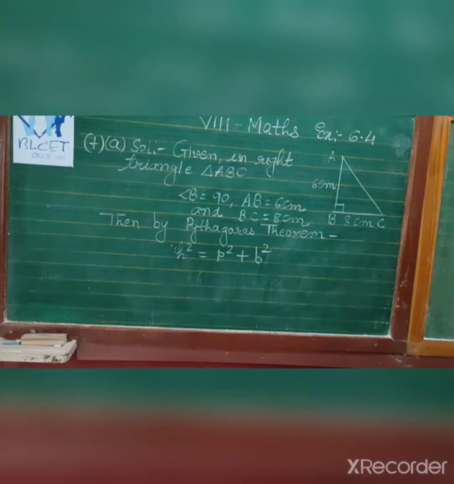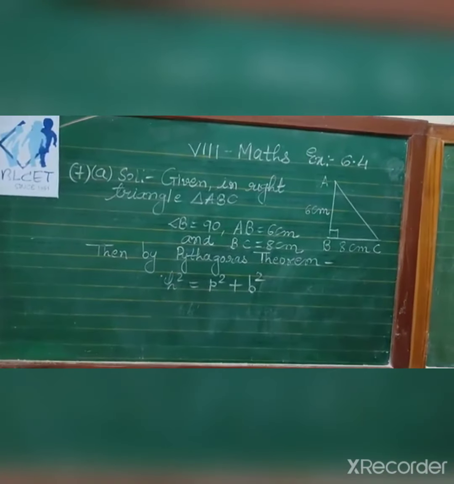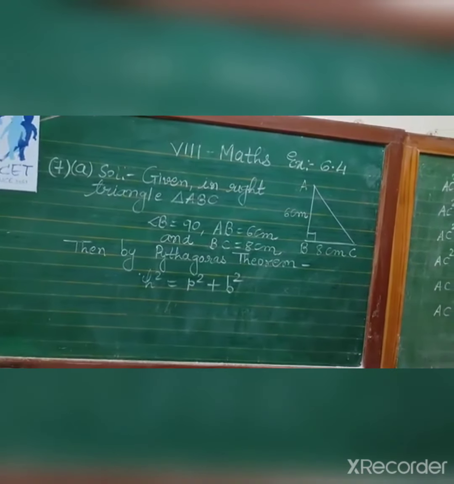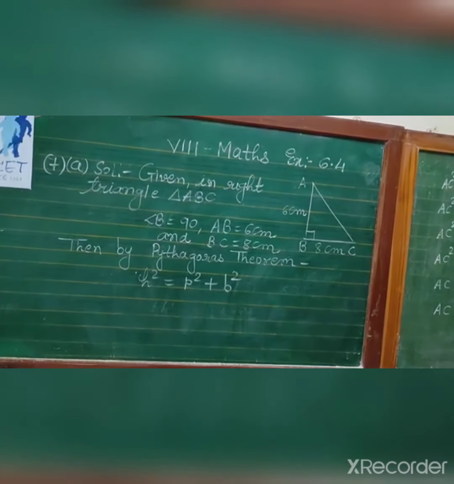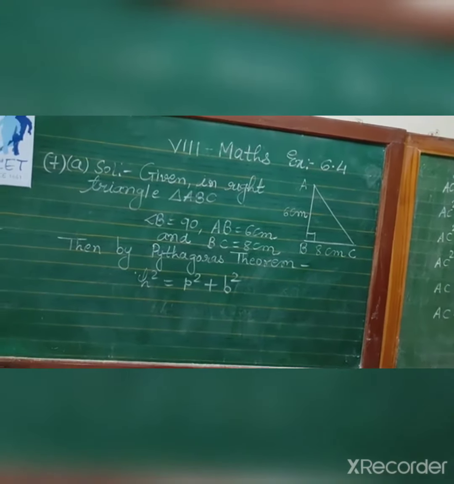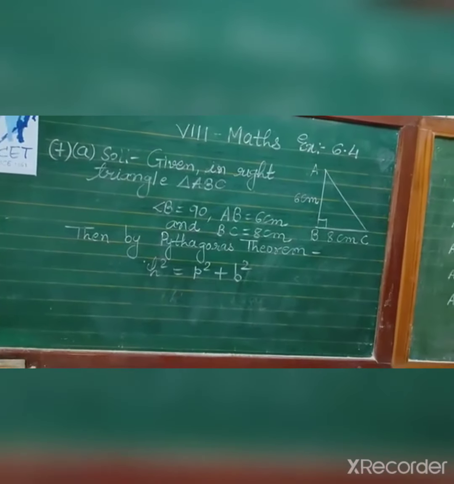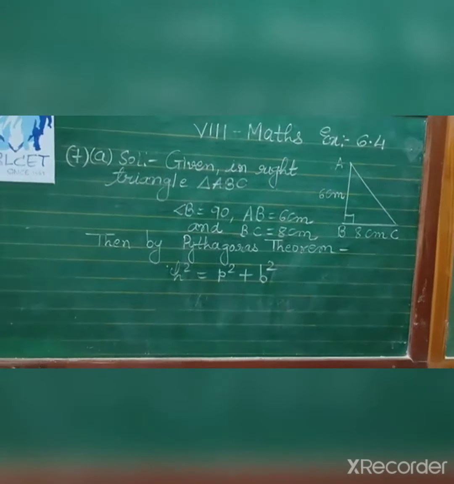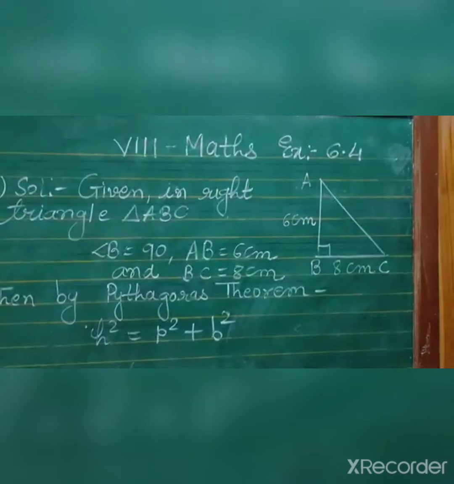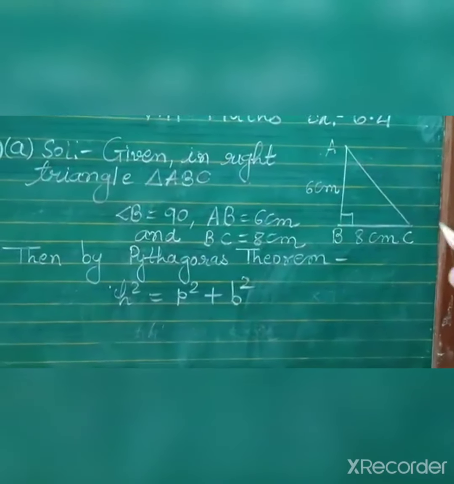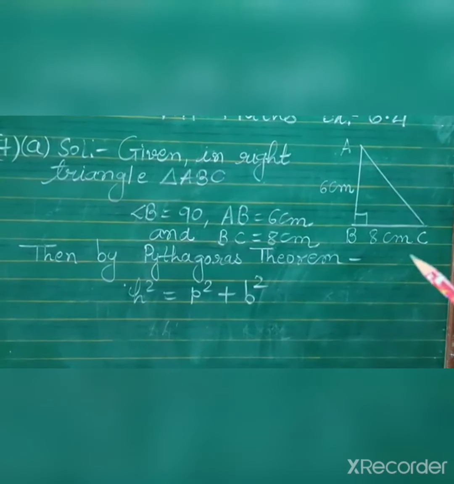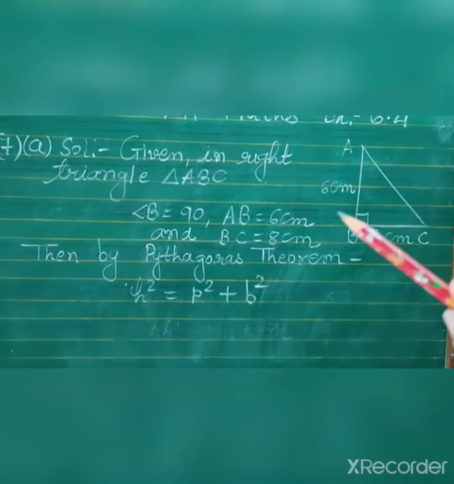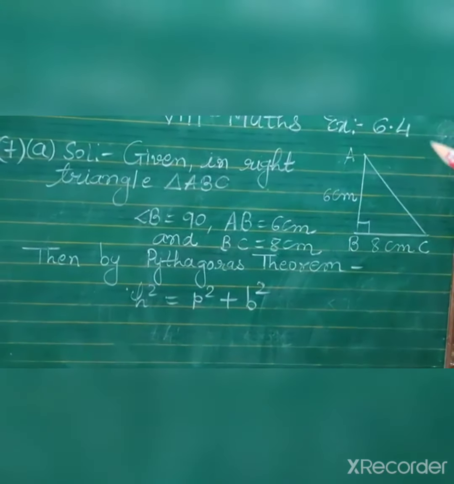Okay. Now question number 7. See here, in a right triangle ABC, angle B is equal to 90 degrees. If AB equals 6 centimeters, BC equals 8 centimeters, find AC. Okay. So I have drawn the figure here. You can see a right angle triangle, angle B 90 degrees, AB 6 centimeters and BC 8 centimeters, and the opposite side of the right angle we always call its hypotenuse.